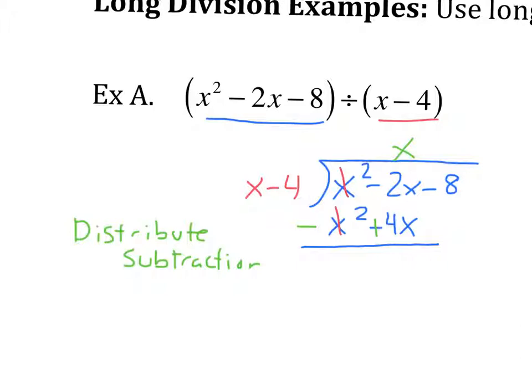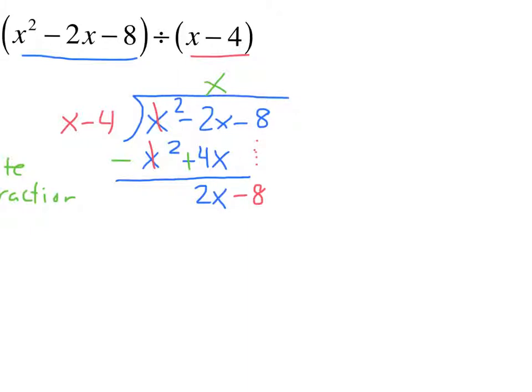And we bring down the 2x right there. Why? Because 4x minus 2x is 2x. And I'm also going to bring down this negative 8 there. So boop, boop, boop, minus 8. 4 minus 2. So start the whole algorithm again.